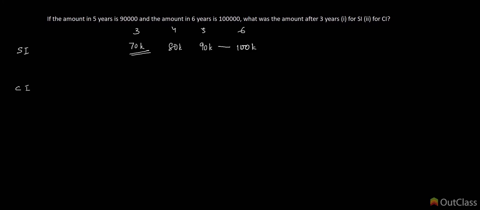All you're doing is you're taking the two terms and finding the common difference and extrapolating backwards. So that is the case with SI. 70k is the answer. What about CI?